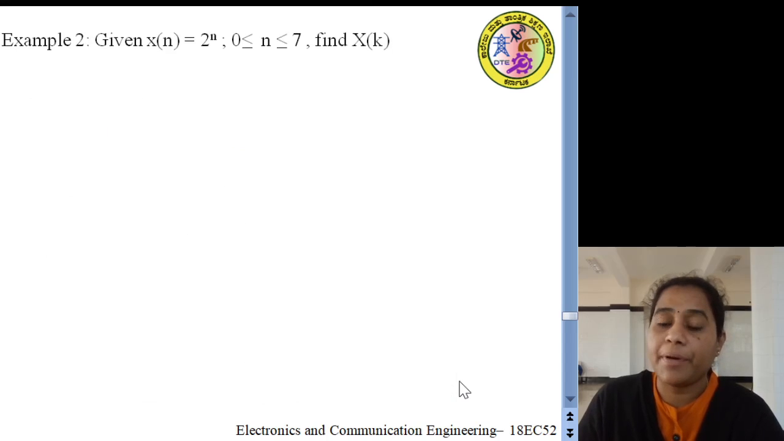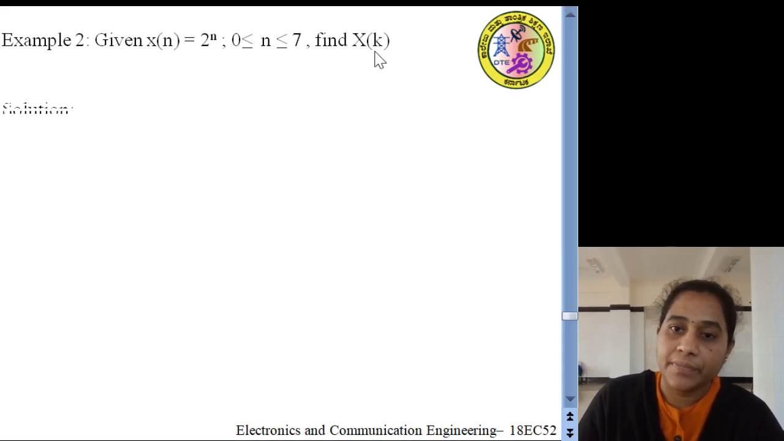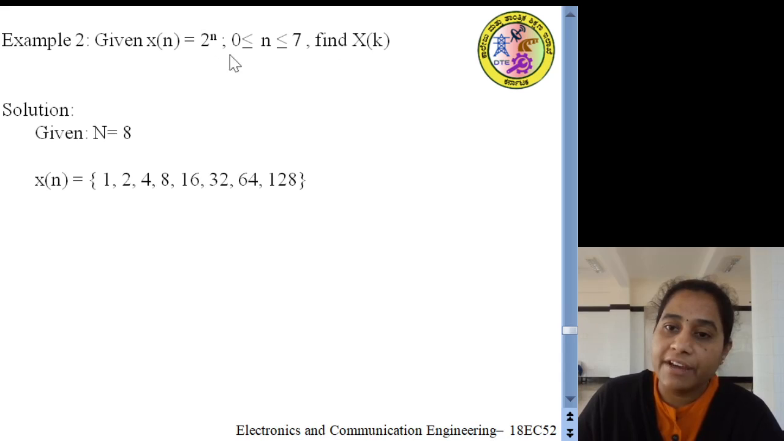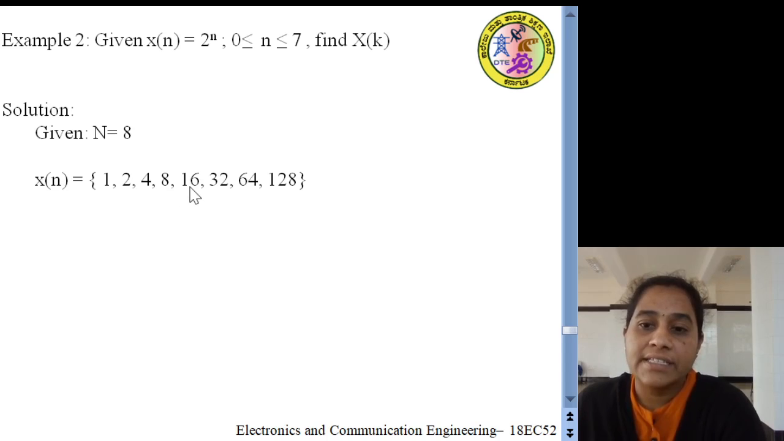Now let us consider finding an 8-point DFT. They have given x of n equal to 2 power n, where n varies from 0 to 7. So there are 8 values in x of n, and we have to find the DFT x of k. Let us start. As the value of n is 8, we have to substitute values of n from 0 to 7 in 2 power n. So 2 power 0 is 1, 2 power 1 is 2, 2 power 2 is 4. This is how we generate the sequence. So x of n is equal to 1, 2, 4, 8, 16, 32, 64 and 128.